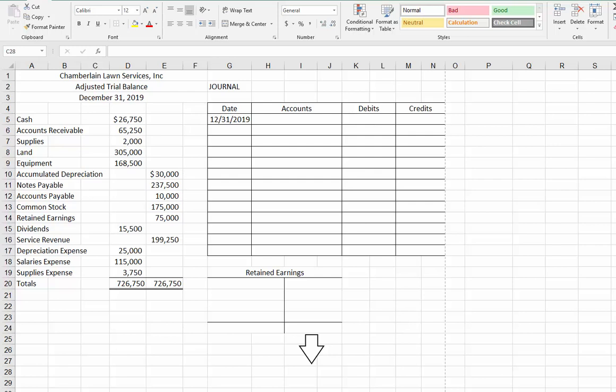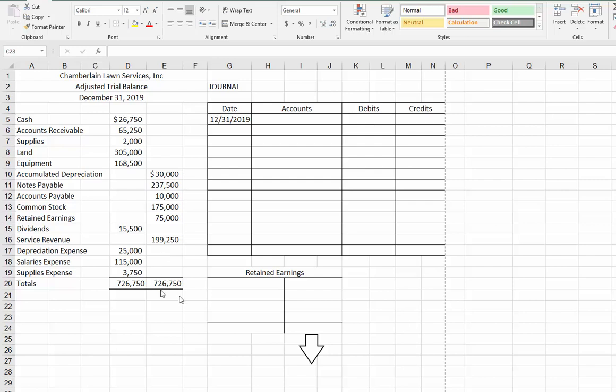period. So for example, in the case we have here, this company had service revenue of $199,250 in 2019. So next year, we don't want to add 2020's revenue to 2019's revenue, right? Revenue is something that only pertains to one period. So we want to get rid of that $199,250 and have it be a zero balance before the next year starts. So that's our goal here.